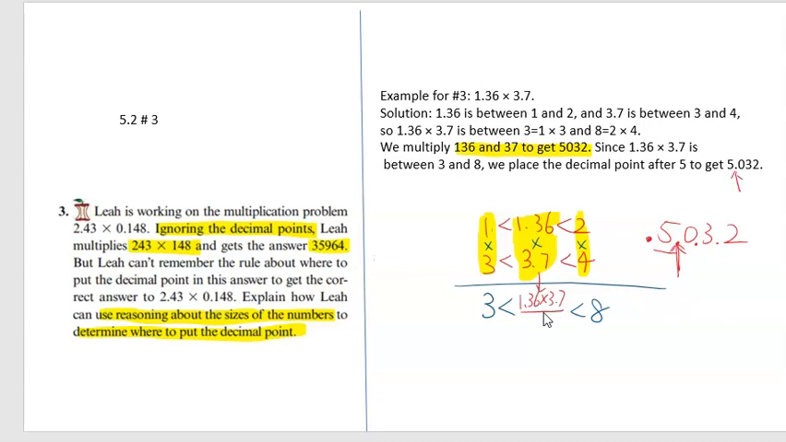We did not add the decimal places in both numbers, to say okay, 2 places here, 1 place here, and put it there. We didn't do that. We actually assumed Leah forgot that, and we were able to use a different way to figure out where to put the decimal point.